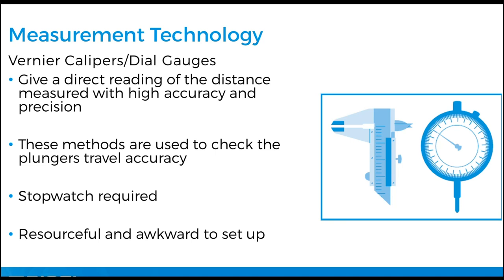To give a direct reading of distance measured, really high accuracy and precision devices, almost like the linear travel gauges. These methods are used to check the plunger's travel accuracy. Then we have a force gauge to measure the force or the pressure. Stopwatches are required, but again, resourceful and awkward to set up. Very man heavy. You've got to put a lot of workforce into checking these things, and it's a single channel, a device at a time. All of these methods really, the one commonality is that they are resource-intensive.